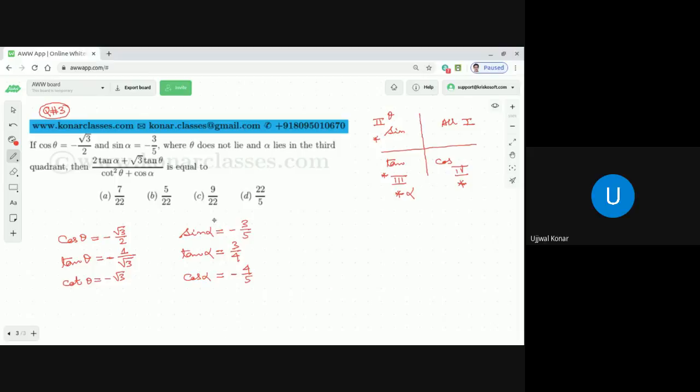Now, apply all these values in the given expression, that is 2 tan alpha plus root 3 tan theta divided by cot square theta plus cos alpha. It is simple algebraic simplification after applying all these values, and you will find, dear students, the value is coming as 5 by 22.